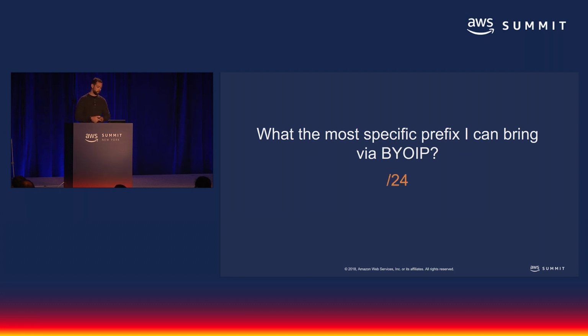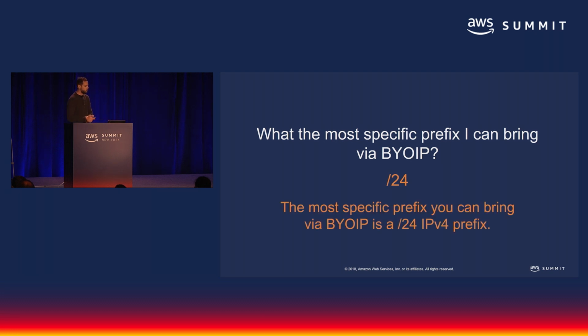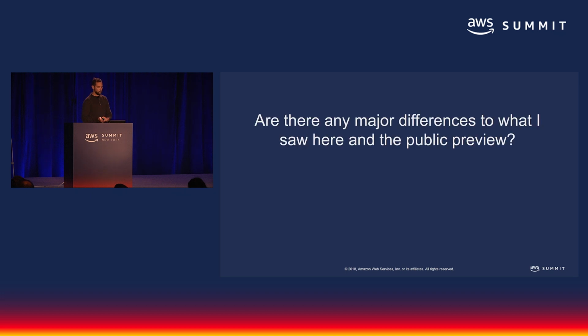What's the most specific prefix I can bring? Good question. /24. So the most specific prefix is a /24, and this coincides with what we see in the public internet as well. If you work with a tier 1 service provider in a lot of cases and you have provider independent addressing, you can probably only advertise a /24 anyway. So we decided to keep that as a range as well. And if you want to bring your own IPs, you've probably got a /24 range to begin with. So this was a nice delimiter that we decided to keep with.